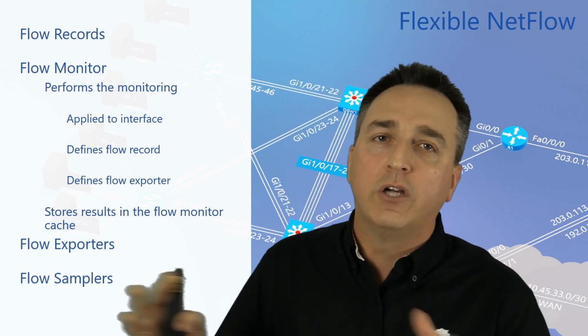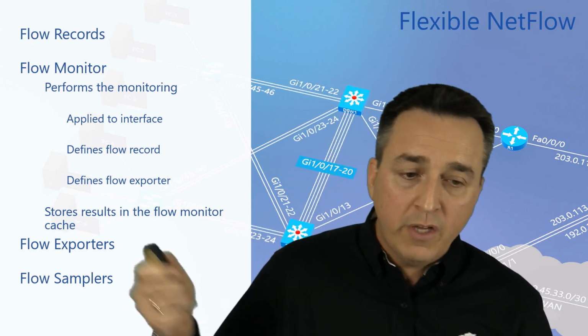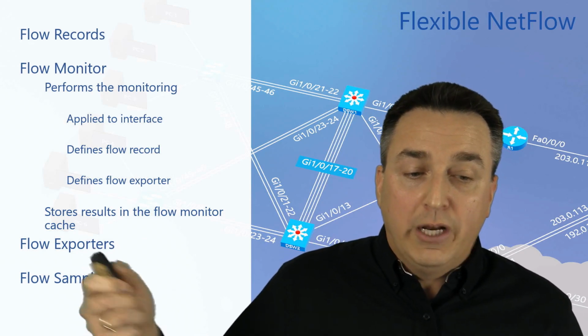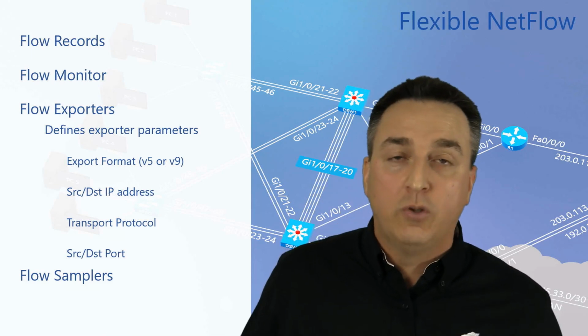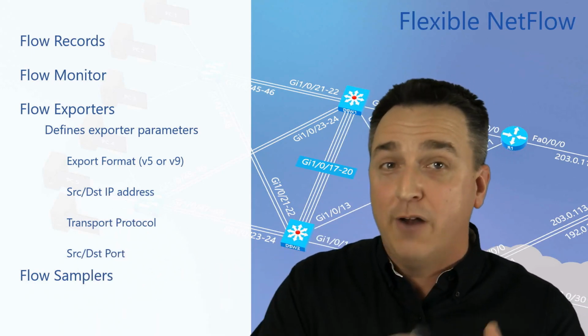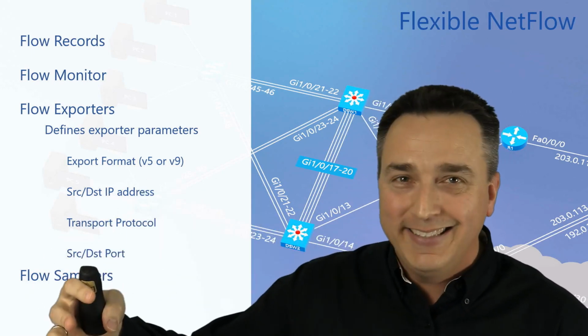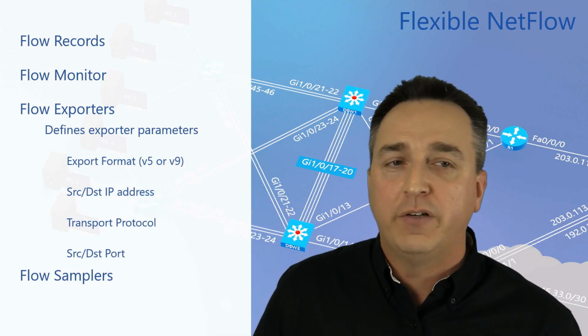So NetFlow works best with a NetFlow collector. So you're going to have to set up your flow exporter. And so your flow exporter is going to be that server. So you've got to teach your router, train your router on who that is, and so you can export all that traffic to it.